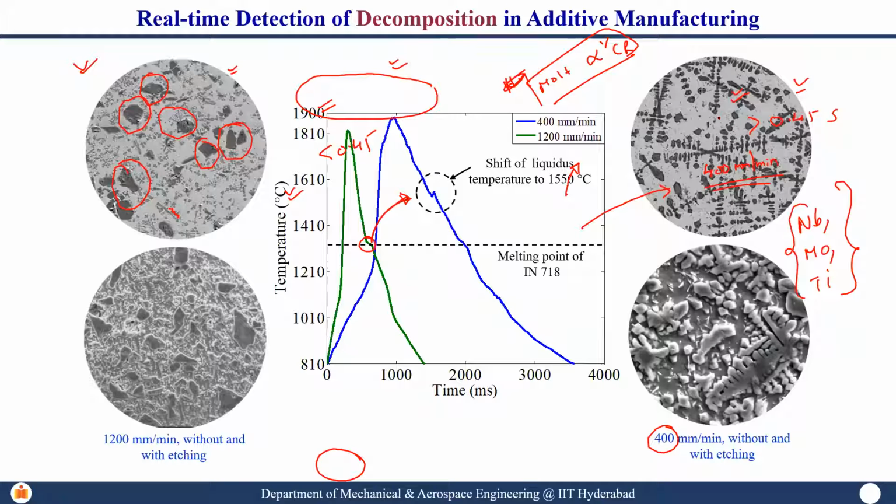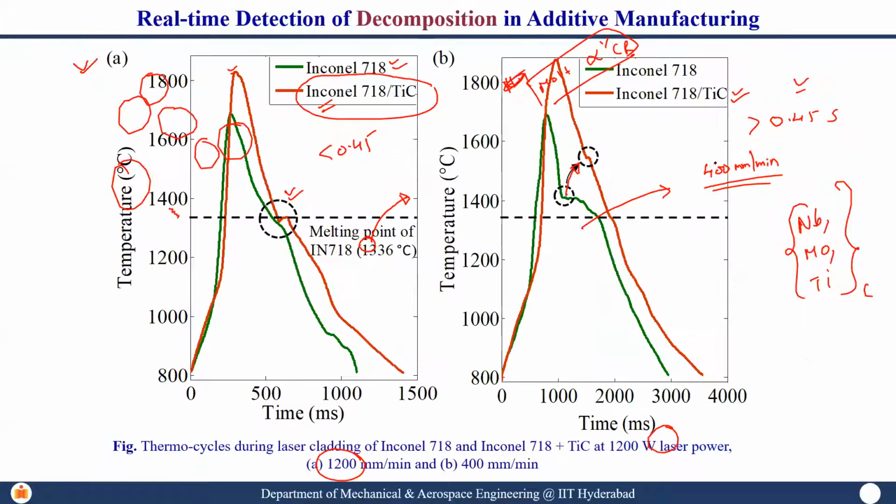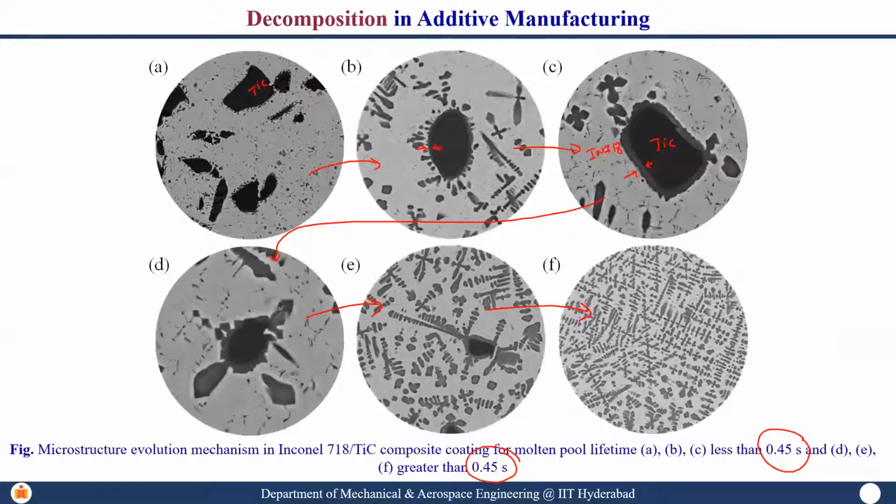These dendrites are no more titanium carbide dendrites. These are a compound of niobium, molybdenum, and titanium carbide. So it doesn't melt, it just dissociates or dissolves. So the carbon can diffuse out, and that is how, in fact, your reaction layer is getting established.